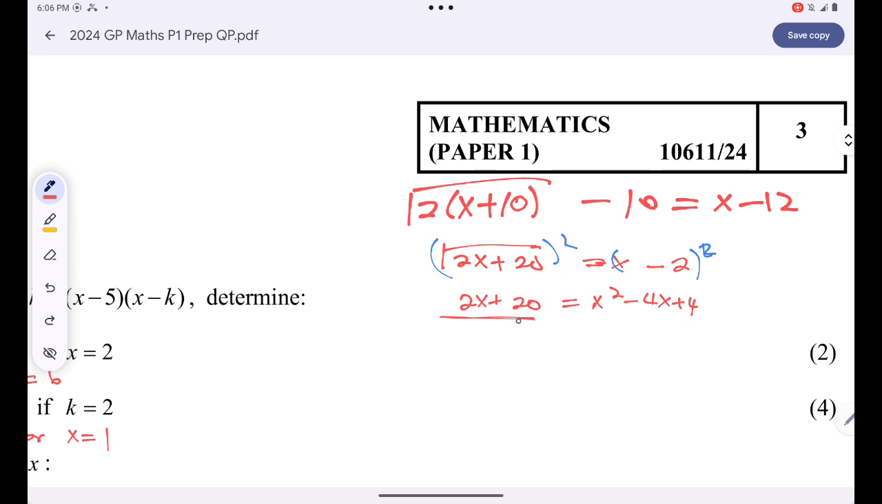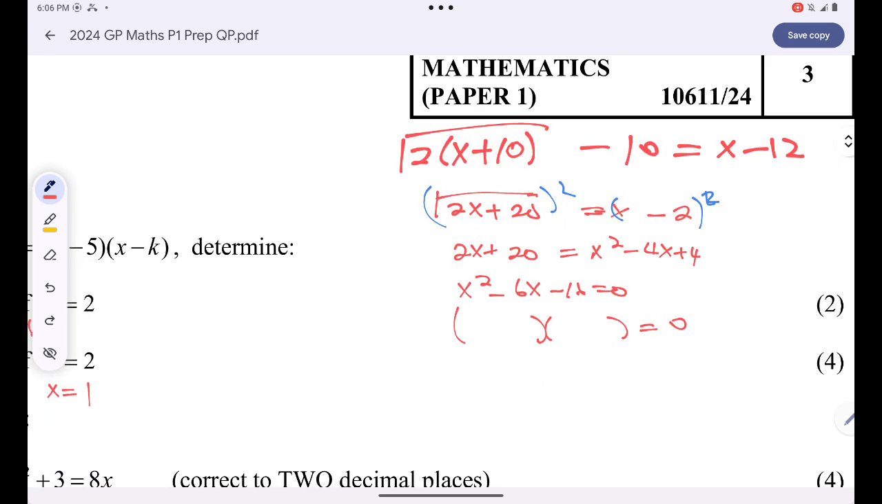Then I must make sure my equation is in standard form. I'll take these two to the other side. I'll end up having x squared minus, it's negative 4x minus 2x, that's just negative 6x, and then 4 minus 20 is equal to negative 16. I'm looking for the factors of 16 that when I subtract will give me 6. The factors of 16 that when I subtract will give me 6, those are 8 and 2.